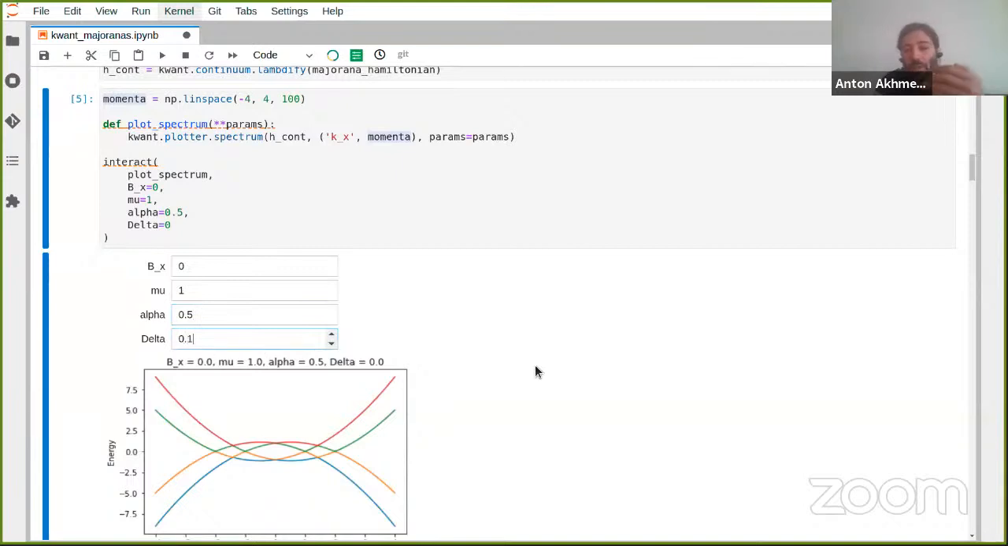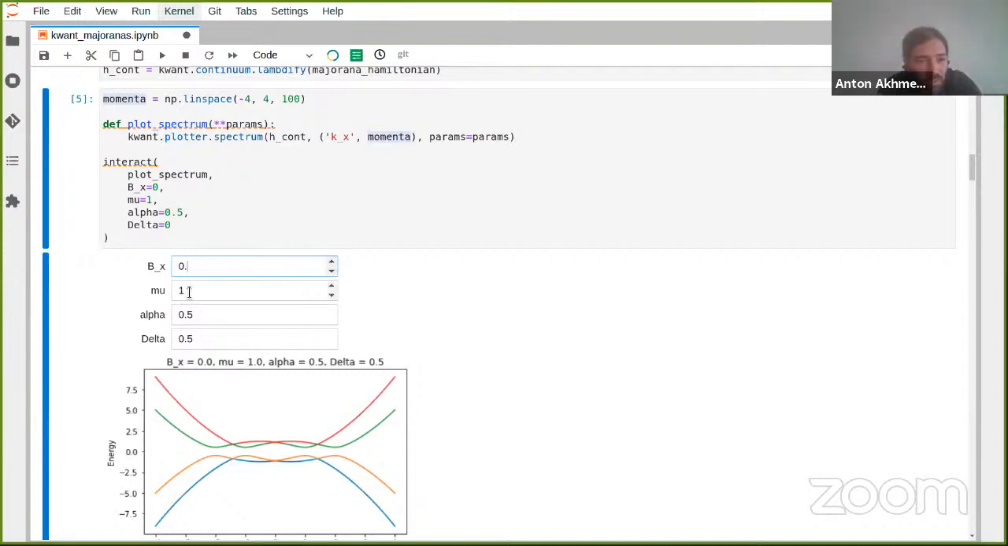If we turn on the superconducting gap, we see a slight gap opening. Let's actually make it somewhat larger. Yeah. So we see that at 0 energy now, all the gaps are open. That is the effect of adding the superconductor. So now, finally, with these parameters in place, let's create a topological transition. To do this, we are going to increase the magnetic field.